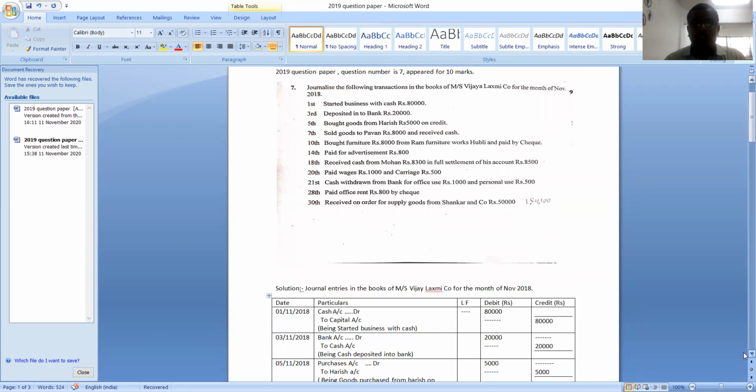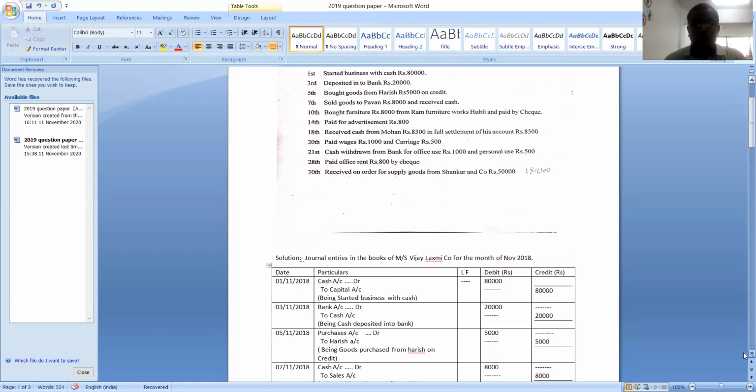Now, after finding the two accounts, the next step is to find out which category those two accounts belong to. Here we all know that cash account belongs to real account and capital account belongs to personal account. Why is cash account a real account? Because it is an asset. Why is capital account a personal account? Because it represents the owner who has invested money into the business. Now, what is the rule of real account? Debit what comes in, credit what goes out.